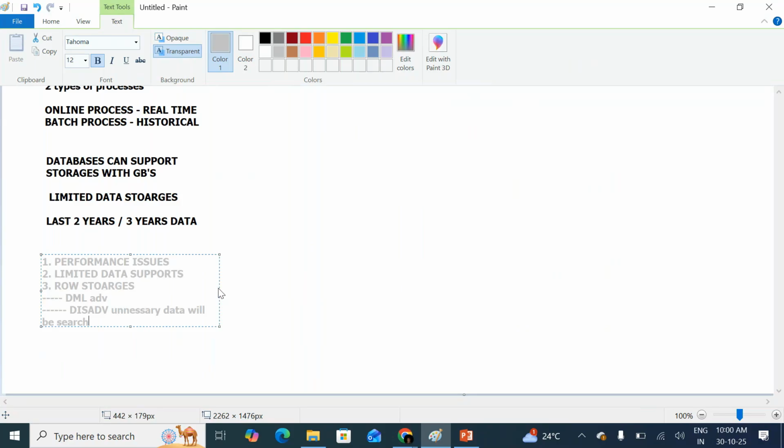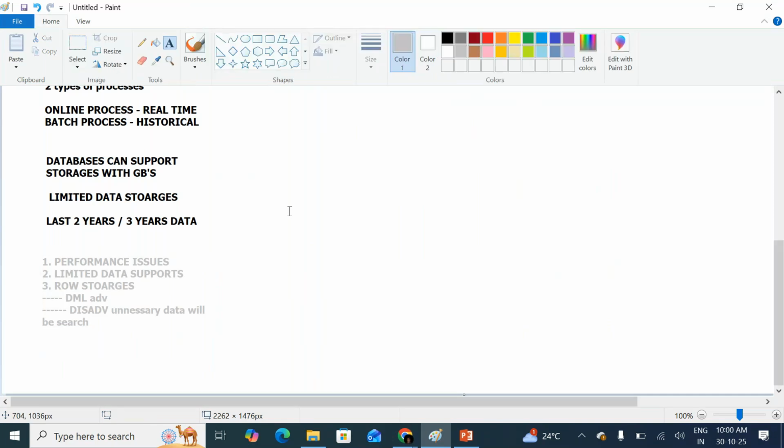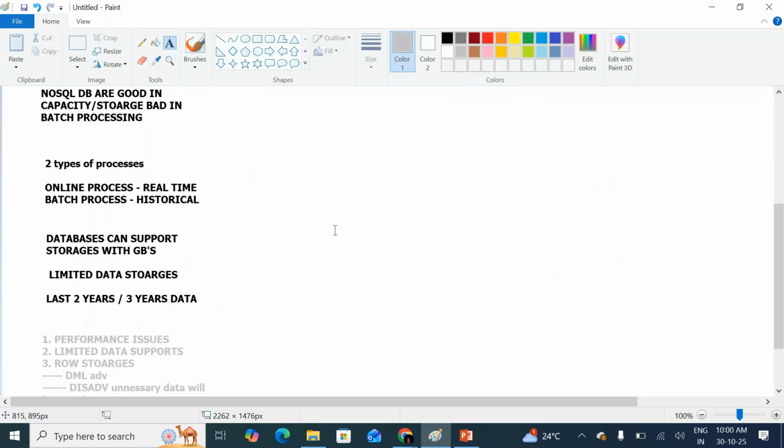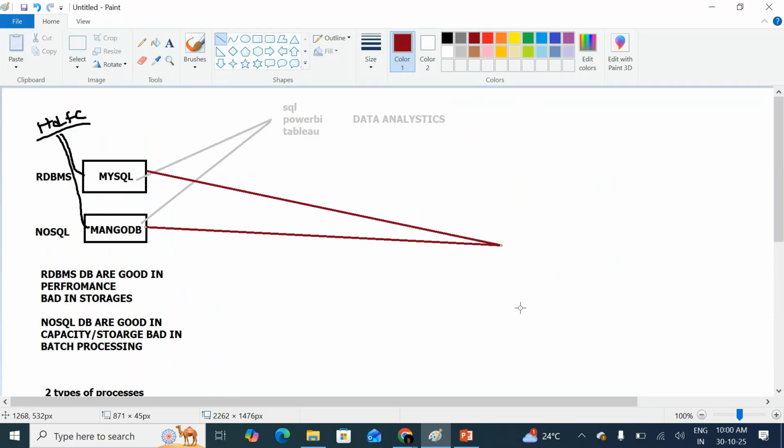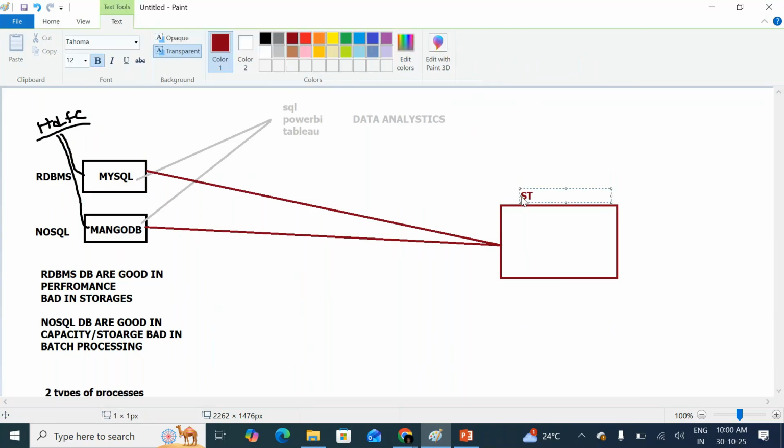That's why, in real time, only a certain period of data is maintained in the databases, and from there they send the data to storages. They won't maintain the entire data in their databases.